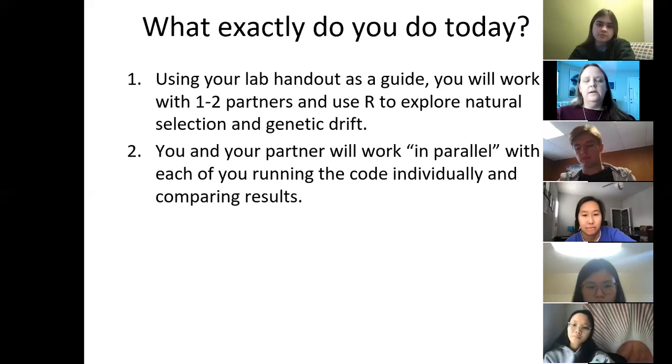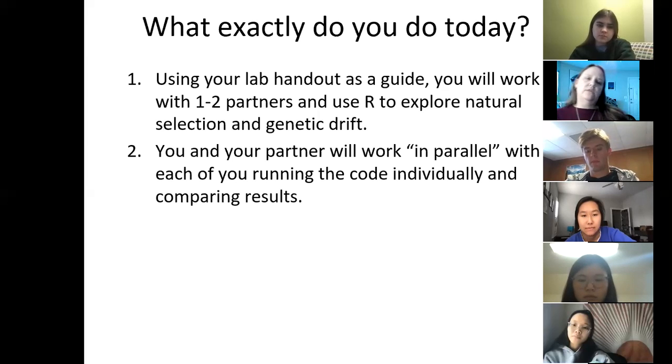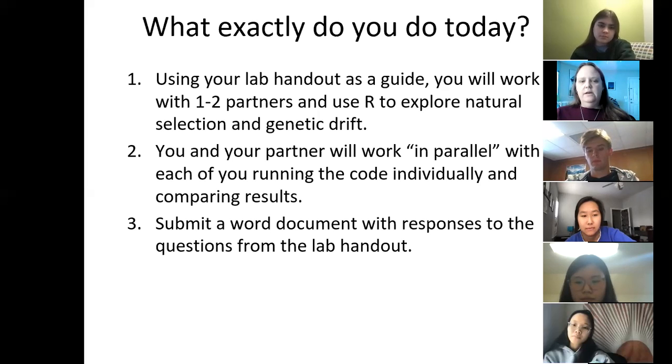Again, work in parallel, compare results, share your screens, ask each other questions. Don't run the same simulation as your partner. Change different variables and see what happens if you increase this or decrease that. Get creative. And like our previous weeks, you'll be submitting a Word document with your responses to the questions in the lab handout.